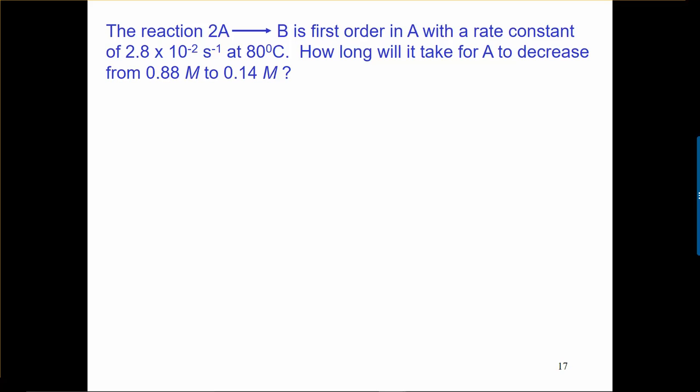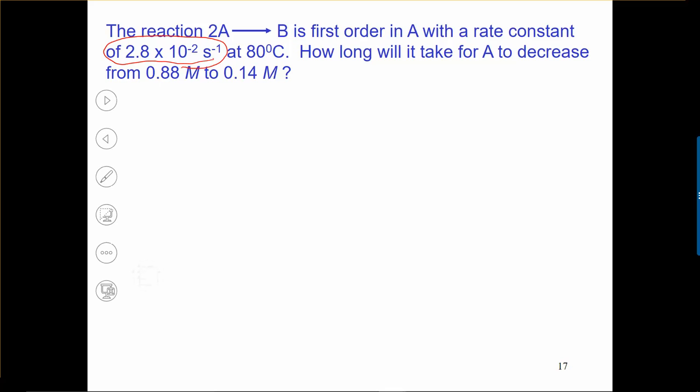Okay, the reaction 2A to B is first order in A with a rate constant of 2.8 times 10 to the negative 2 seconds to the negative 1. Now look at this. If I didn't tell you this was a first order reaction and all you saw was the rate constant, you would be able to know it's first order. Why? The units. What are the units of a first order rate constant? Per seconds. That's the units of a first order rate constant. So if I just told you 2A to B has a rate constant of 2.8 times 10 to the negative 2 seconds to the negative 1, the information first order would be implied.